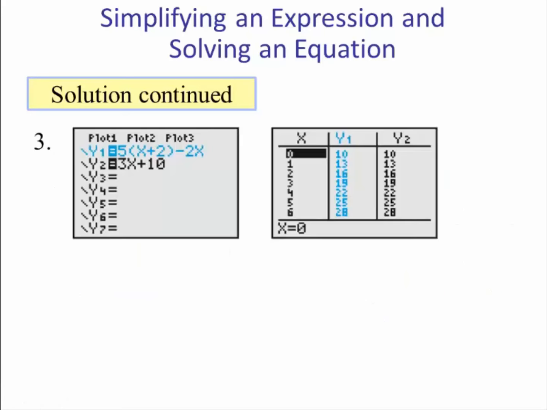So number 3, using the graphing calculator, we want to take the original expression, 5 times the quantity x plus 2 minus 2x, and put that in y1. And then in y2, we put what it simplified to be, which is 3x plus 10. If we use the table feature, which is second graph, we can see that y1 has the same y values as y2 for the given x. So this means that these two expressions are equivalent.